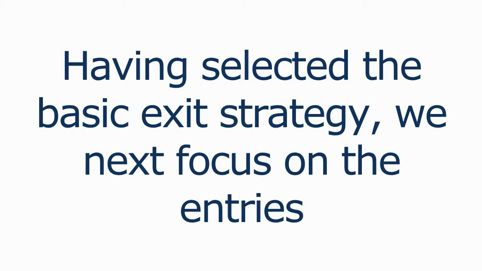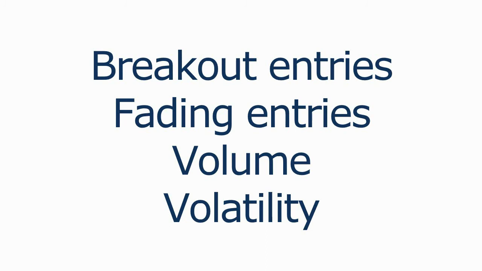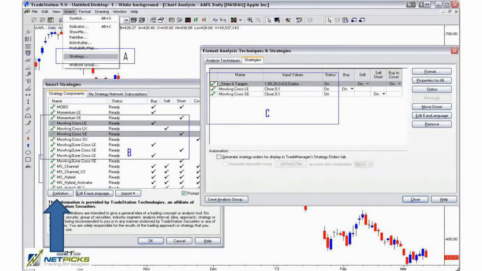Now, having selected the basic exit strategy, we have to focus now on the entries. And there are many options here. There are breakout entries, there are fading entries. Mostly those are oscillator based, volume, and volatility. And you can learn more about each by pressing the definitions button in the Insert Strategies window, which is going to open up the Tradestation help description of how the strategy works and what all the inputs represent.